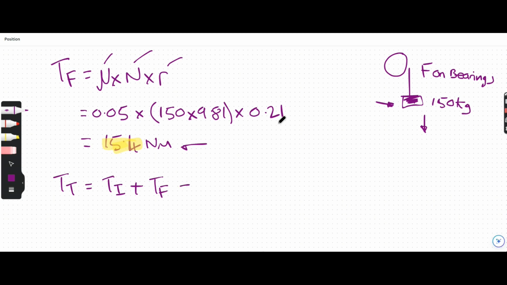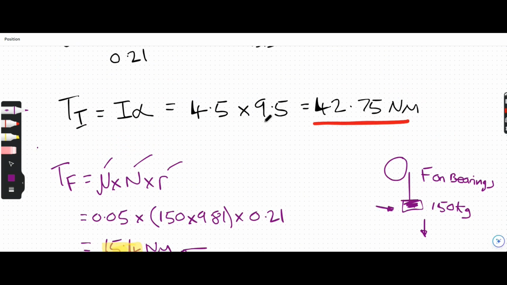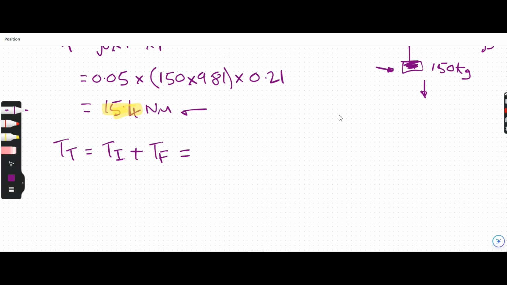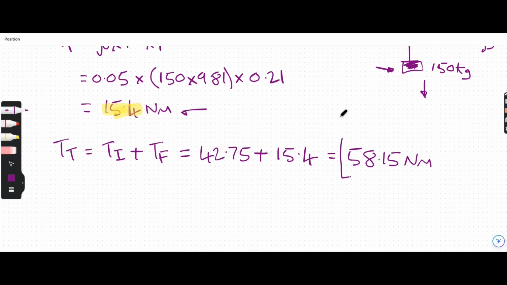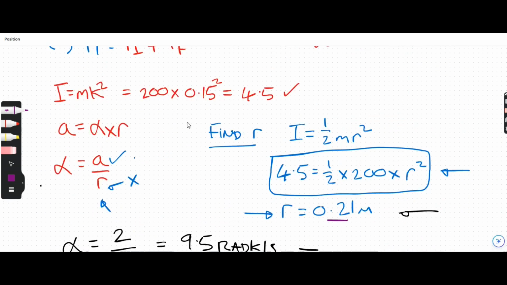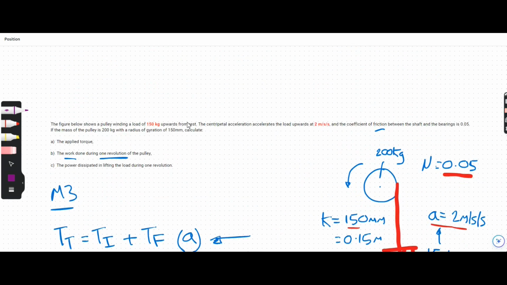Okay, so adding them up. My inertia torque was something like 42.75, plus my friction torque, which is 15.4. I reckon that's something like 58.15. So that is the final answer. That is my total torque. That's my applied torque, which is that one here.